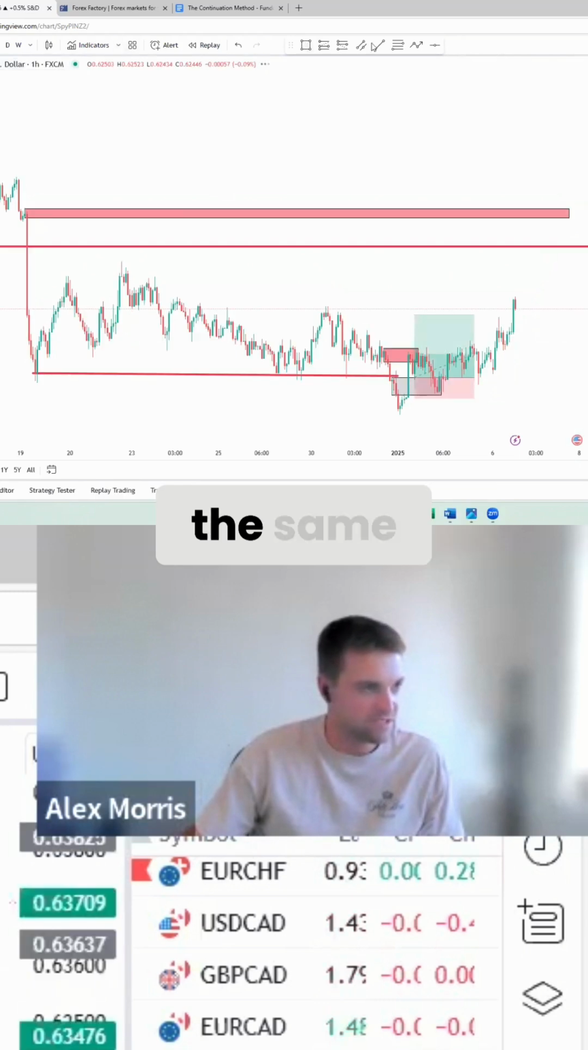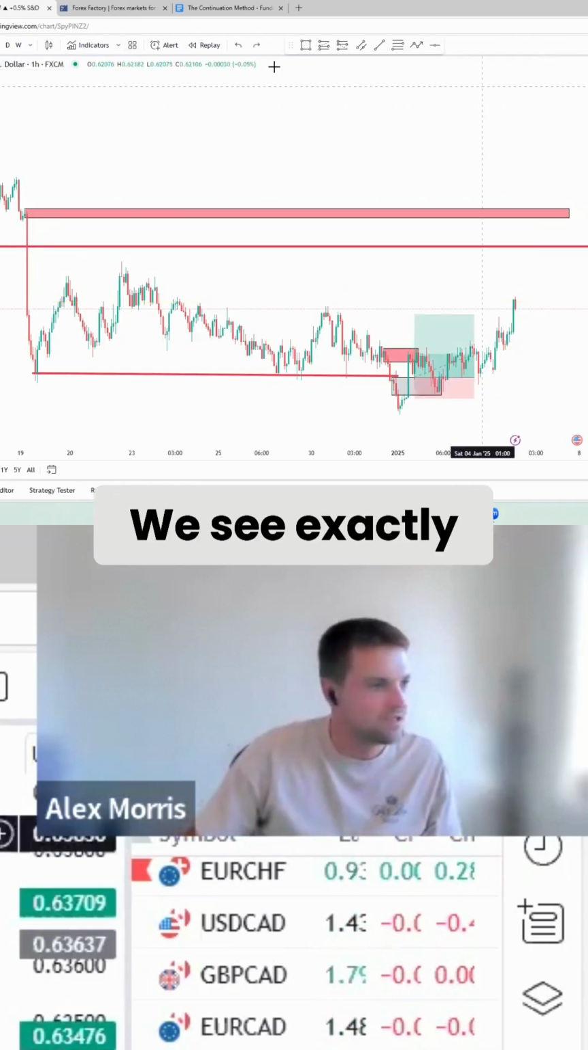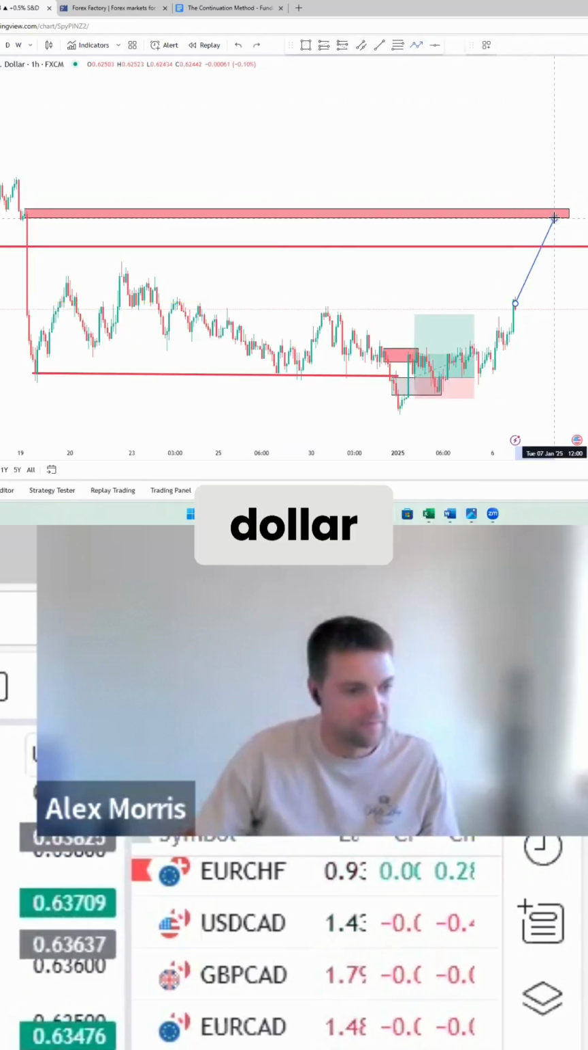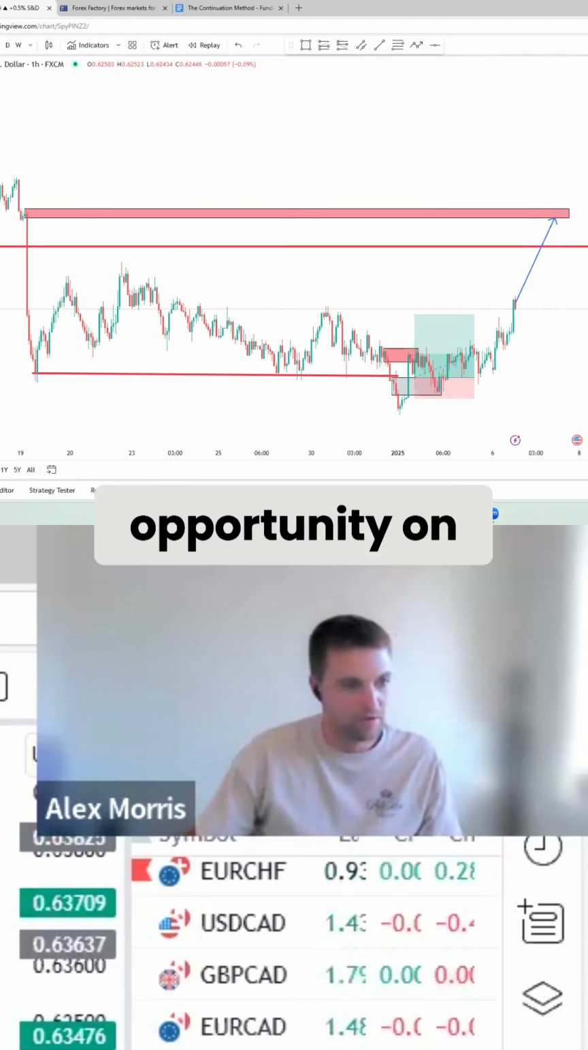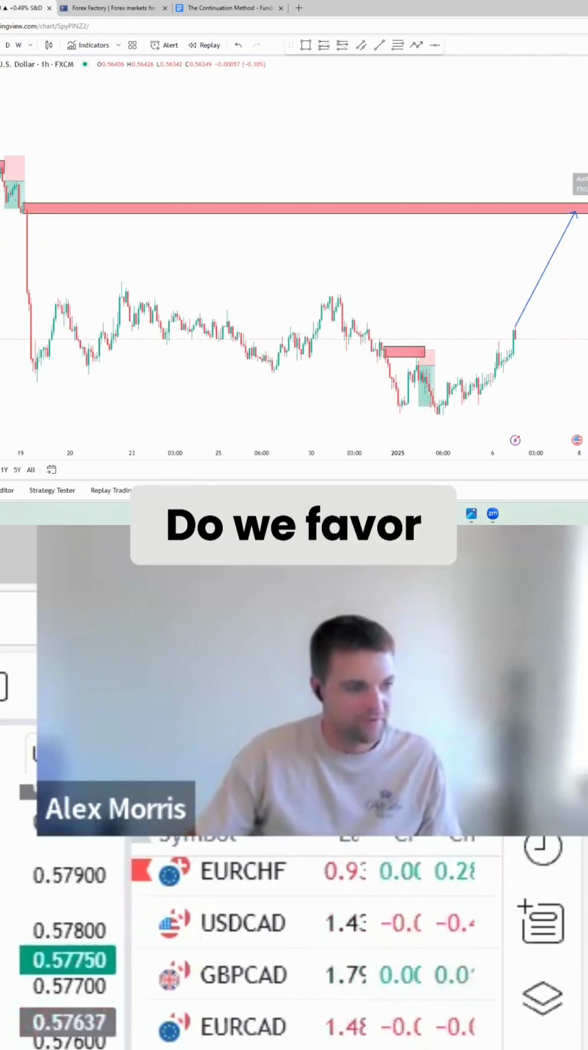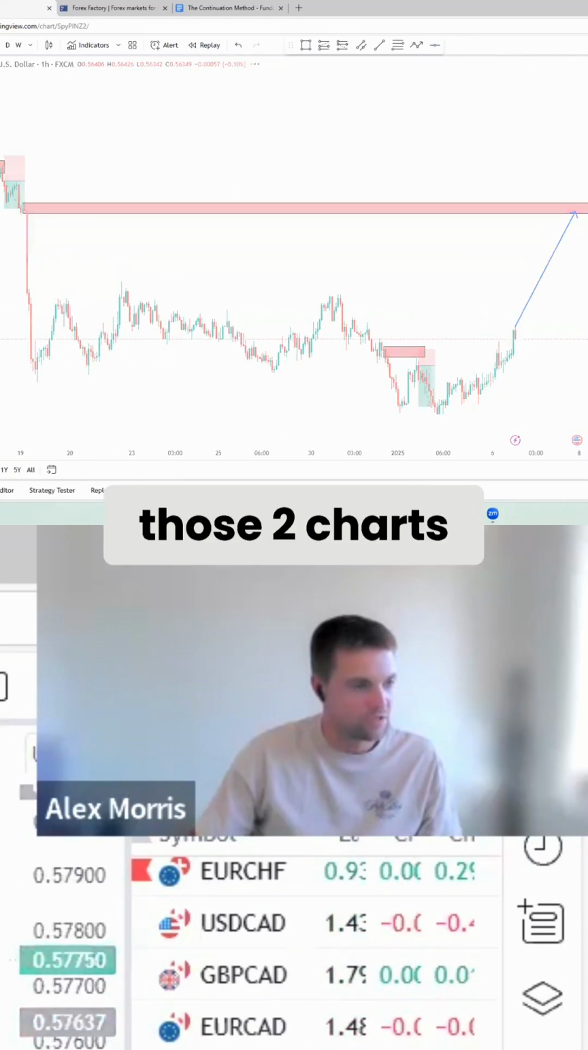We see exactly the same on Australian US dollar, 7th of Jan. So we see that tomorrow, confirmation. Do we take a short opportunity on both those trades? Do we favor one over the other? What would come into your mind if you're looking at those two charts?